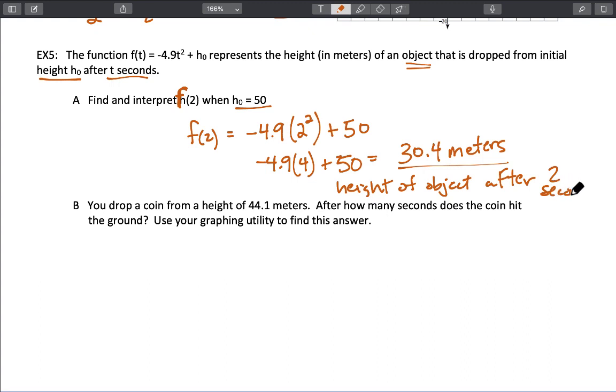All right. Let's do one last example here. Let's say you drop a coin now from a height of 44.1 meters. I want to know how many seconds it takes for that coin to hit the ground. In other words, the coin will be at 0 meters above the ground when negative 4.9 t squared plus 44.1 equals 0, because that's the initial height. All right, so take a second, pause the video, and solve this. In other words, what you're doing is you're finding the zeros, and we'll check your answer in class.